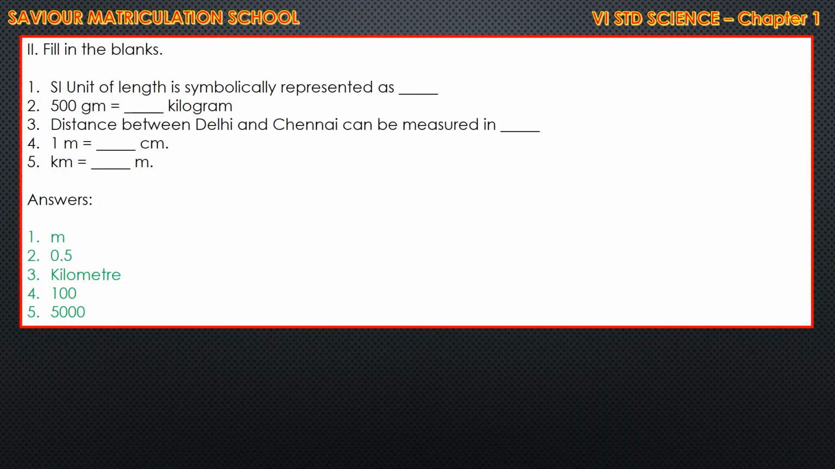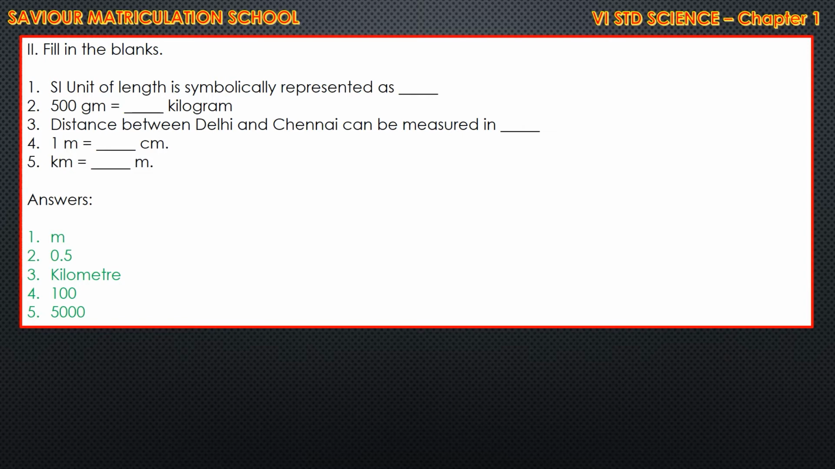Then Roman number 2. This children is in the book. Roman number 3 is there for fill in the blanks. Just take down. First one, SI unit of length is symbolically represented as meter, that is M. Now second one, 500 grams is equal to dash kilogram. So the answer is 0.5, that is half kilogram.